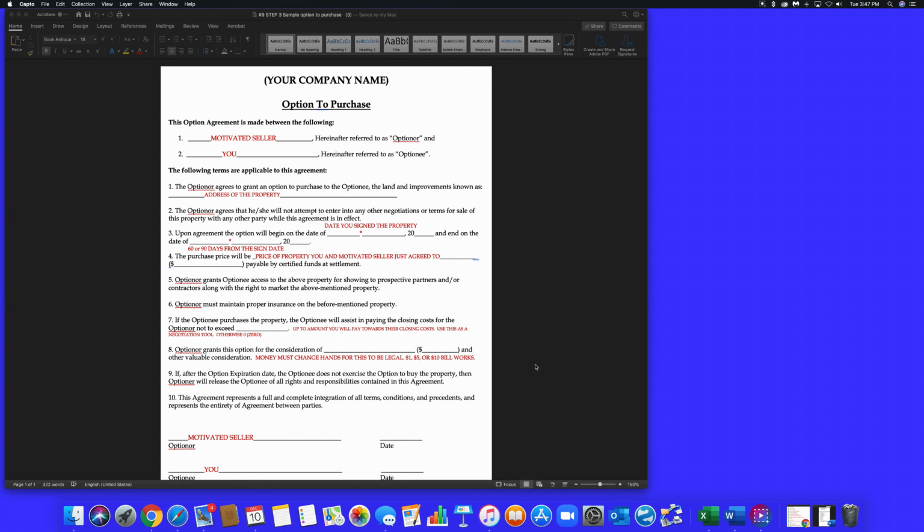The motivated seller is the optionor. You are the optionee. Number one, you put the address of the property. Simple, address of the property. The next one is number three. It's the date you sign the property and then 60 to 90 days from the sign date.